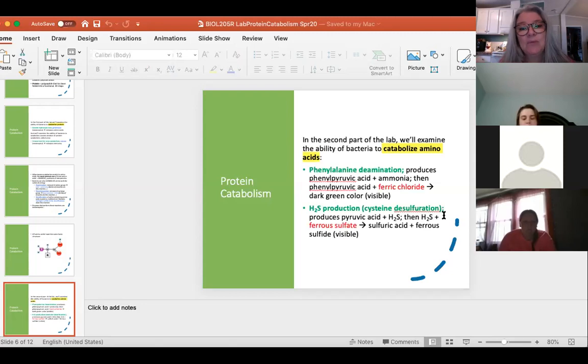Now, once again, we can't see the hydrogen sulfide. So when that tube comes out of the incubator, we add a different kind of iron compound. And this one is called ferrous sulfate. We add in some ferrous sulfate, and we look for a black precipitate inside the tube. The tube really does turn black with this reaction. So two reactions where we're going to look for a color change.